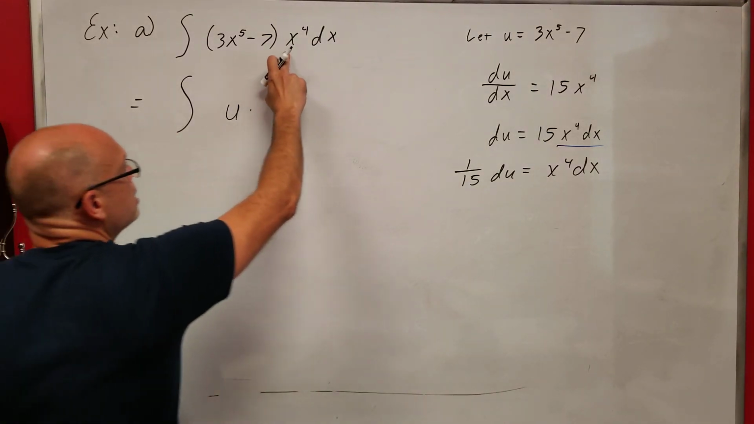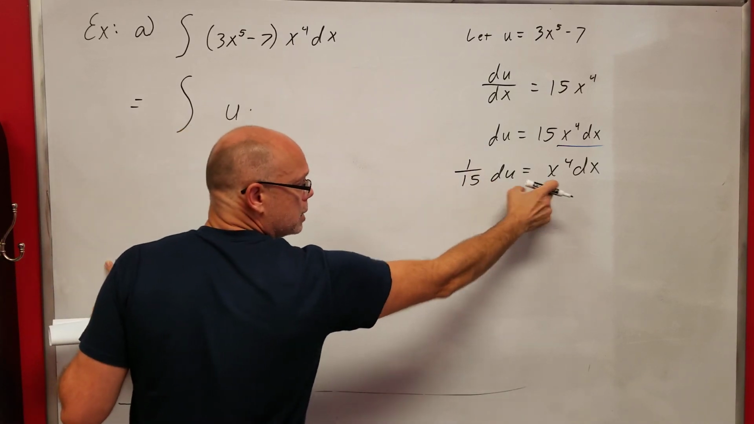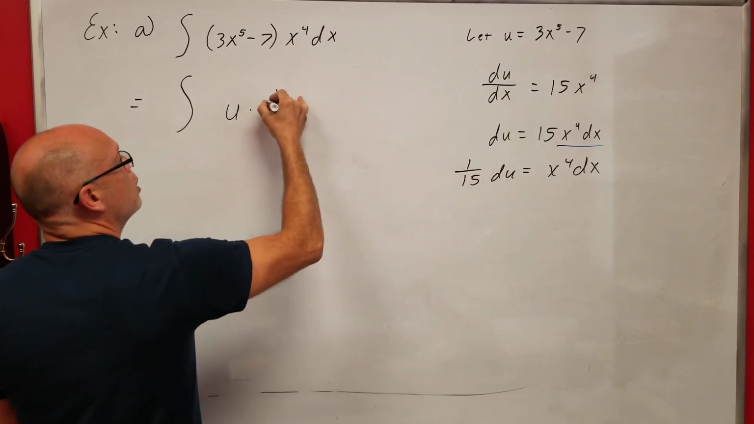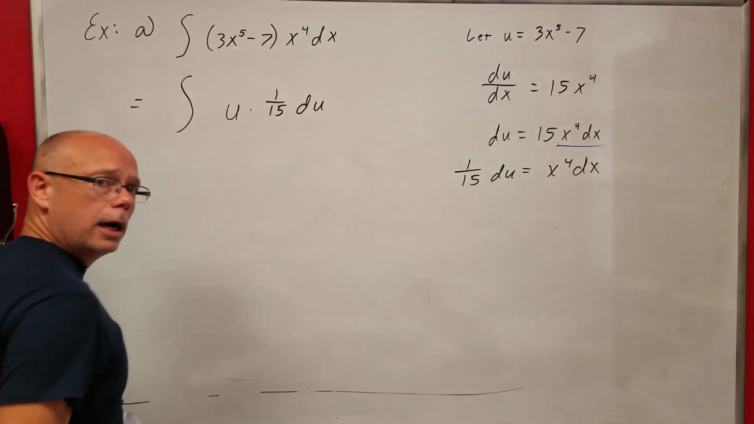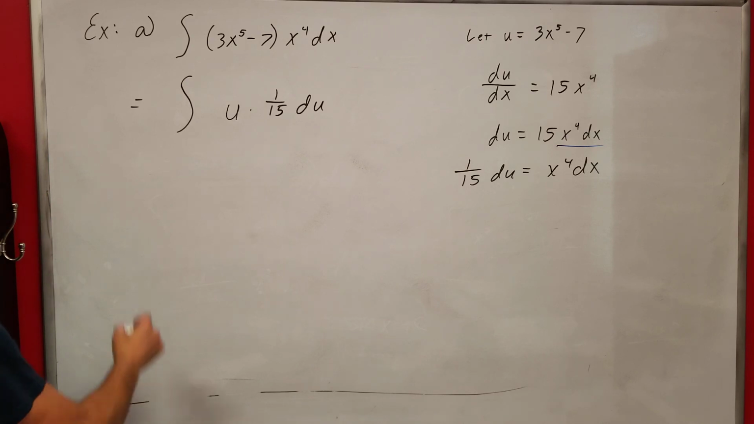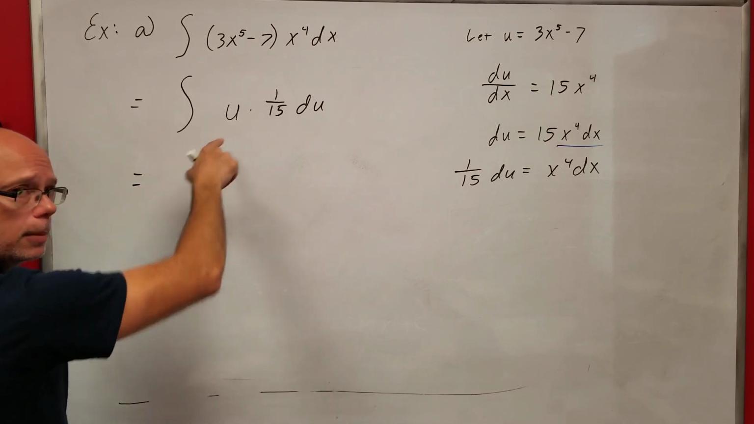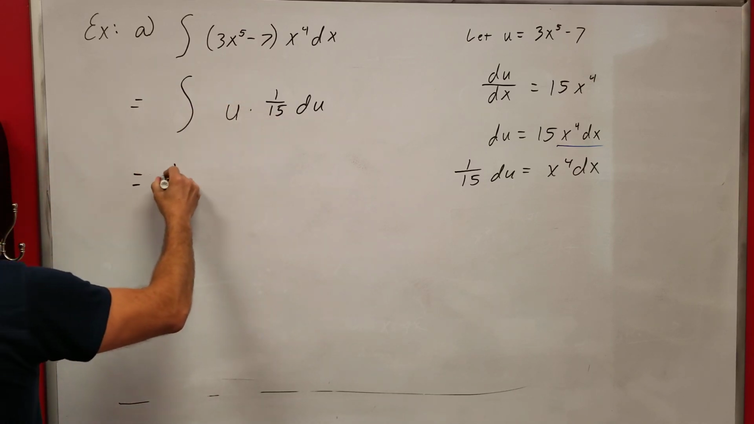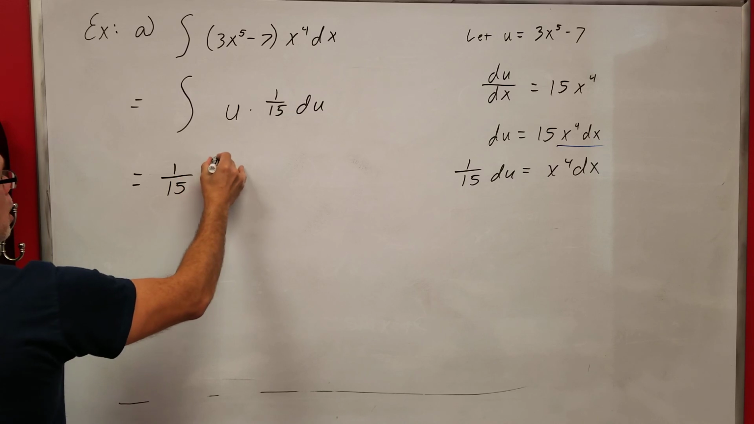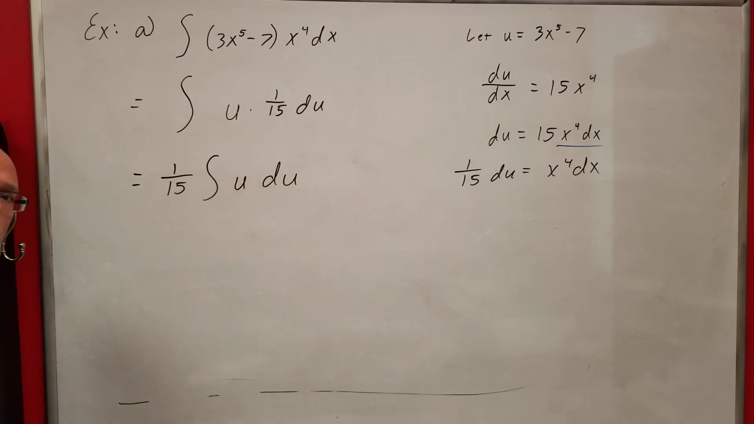So instead of x to the fourth dx here, what is x to the fourth dx also known as? 1/15 du, right? Now, what do we say if we have a constant multiplied by our integrand? What can we do with this constant? We can pull it all the way to the front. So 1 over 15 times the integral of u du.